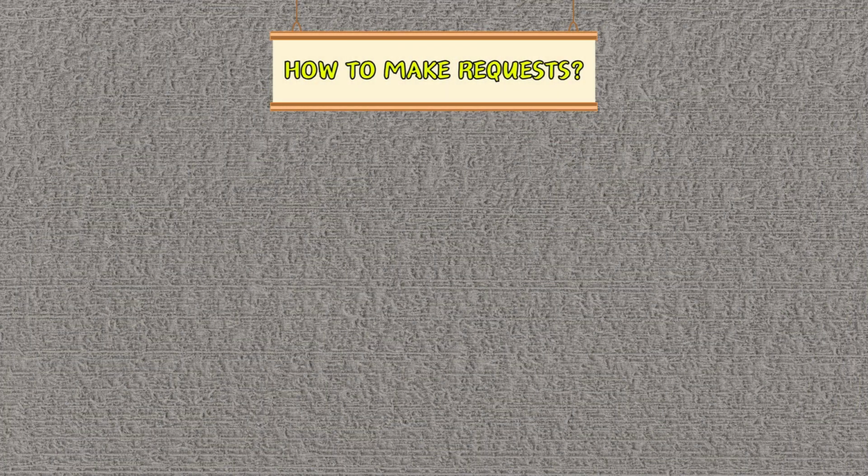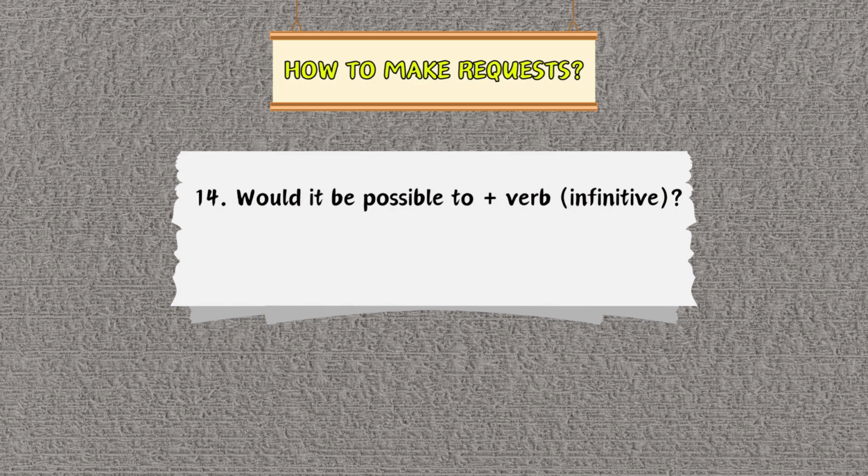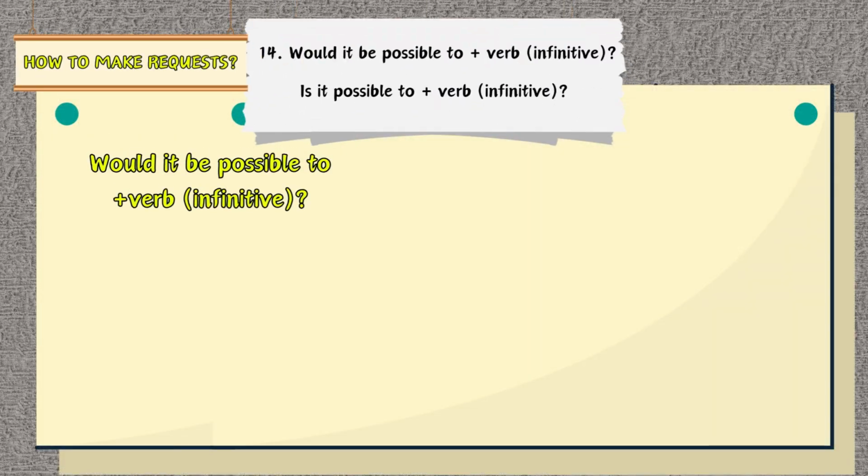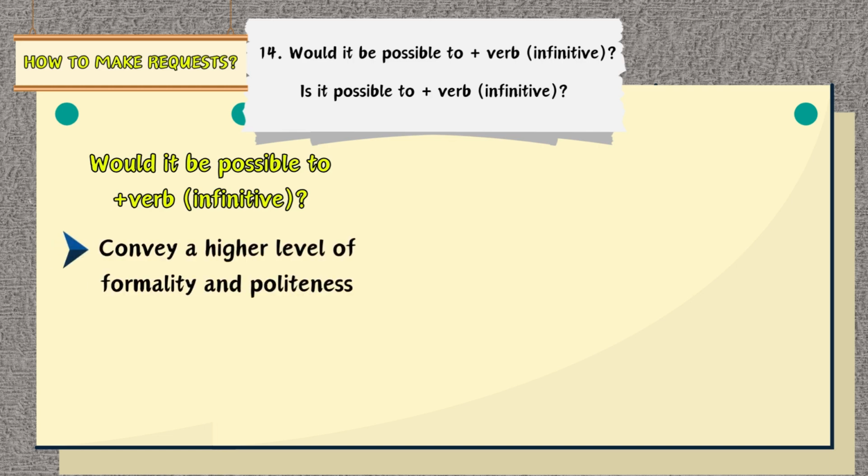Number 14. "Would it be possible to" plus verb infinitive, and "Is it possible to" plus verb infinitive. Use "Would it be possible to" plus verb infinitive when you want to convey a higher level of formality and politeness. It's ideal for situations where respect and courtesy are emphasized.